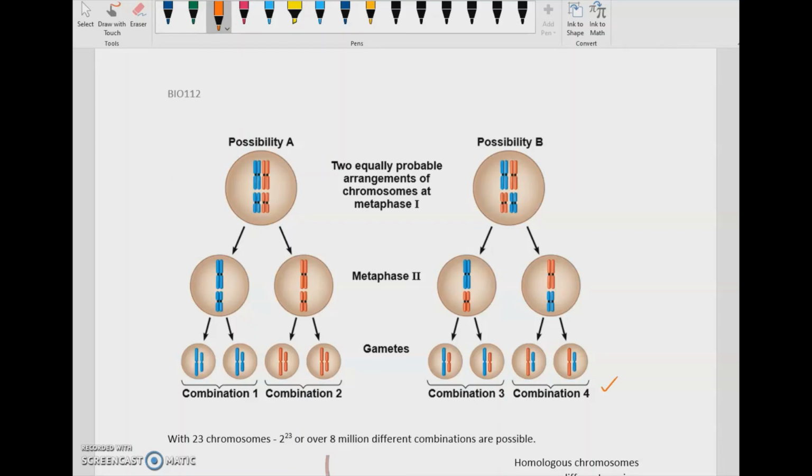Possibility A is that let's say the blue chromosomes are from Dad. The blue chromosomes stay together and the red chromosomes stay together, and we make 2 different combinations. We have Dad's combination and Mom's combination. Possibility B is that they assort so that the long blue one goes with the short red one and the long red one goes with the short blue one. When they separate, we end up with combination number 3, where we have the long blue one and the short red one, or the long red one and the short blue one. So there are 4 different combinations. Well, we don't have just 2 pairs. We've got 23 pairs. And so that gives us over 8 million different combinations. So that's why you may look similar to your brother or your sister, but you can be quite different.